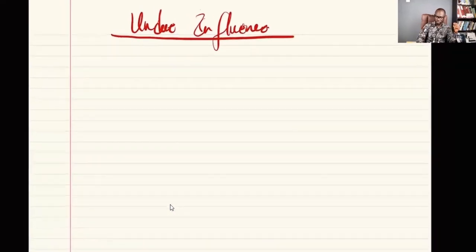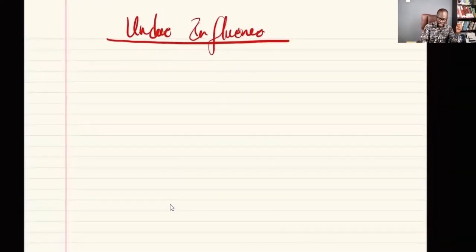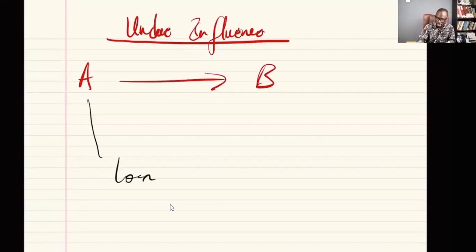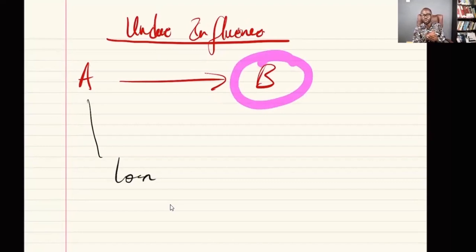Let's say, like I mentioned, A and B are there. Then A wants a loan from a bank, but then B has no relationship with that particular thing that is going on.